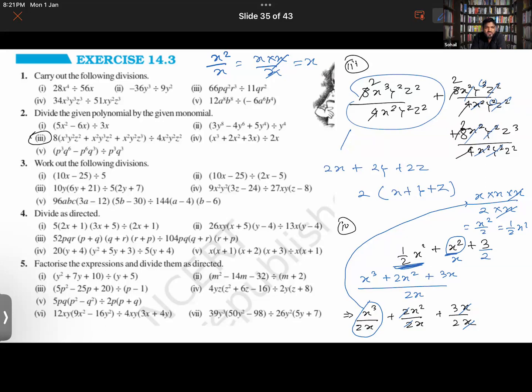Okay, now you, Moz, done? Yes, sir. Okay, what value you are getting? Sir, I got q cube minus p6 into q cube. No, no, that should be q cube minus p cube. That should be the required answer. Q cube minus p cube.